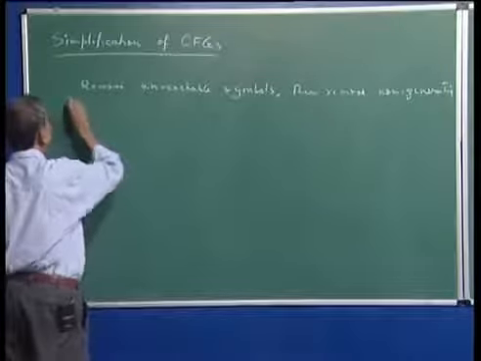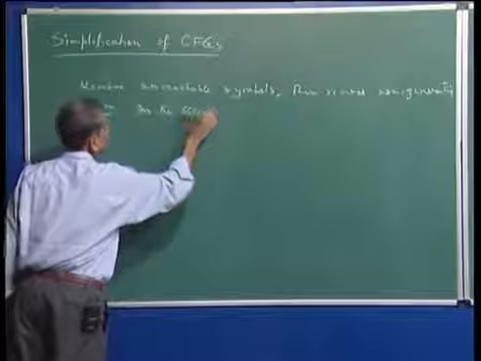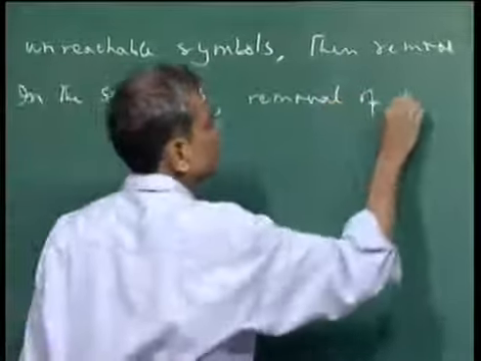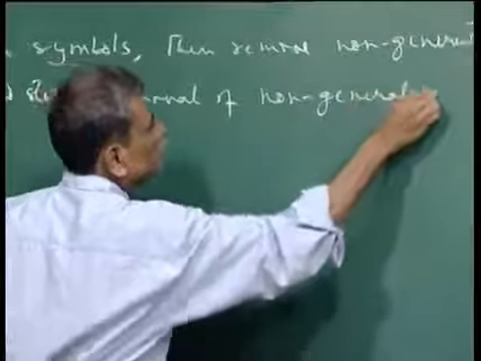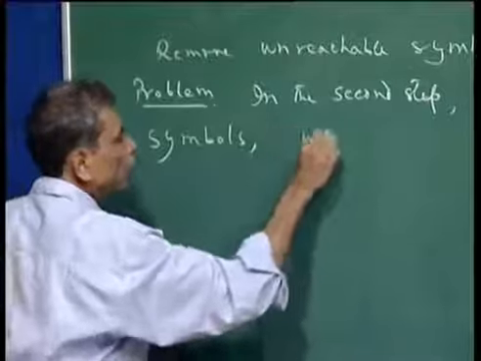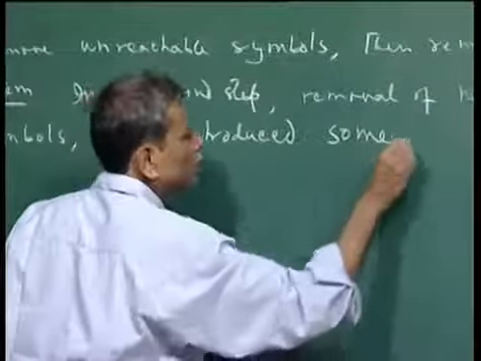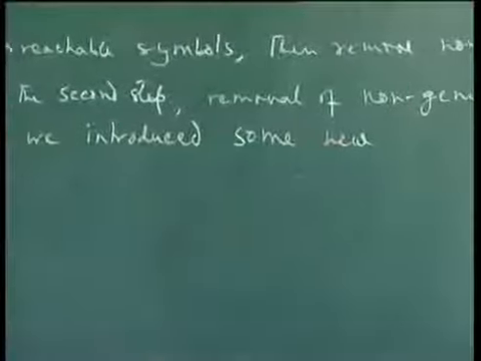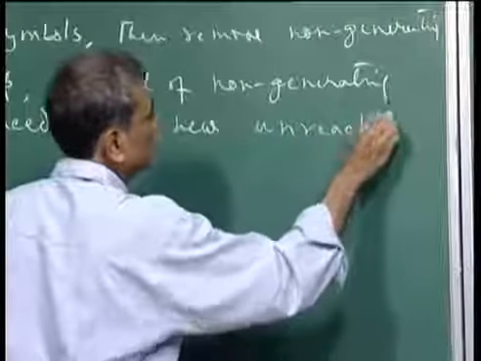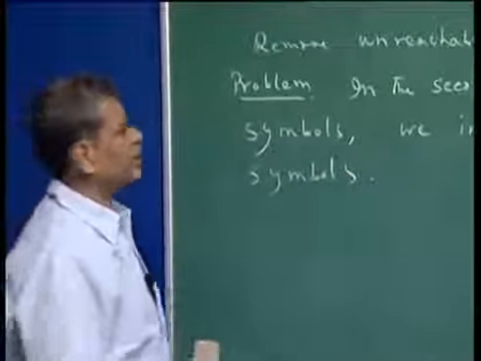So let me write this. The problem in the second step, that is removal of non-generating symbols, is that in the process of removal of non-generating symbols, we introduce some new unreachable symbols. So this is the problem, and there was an example we have already seen.